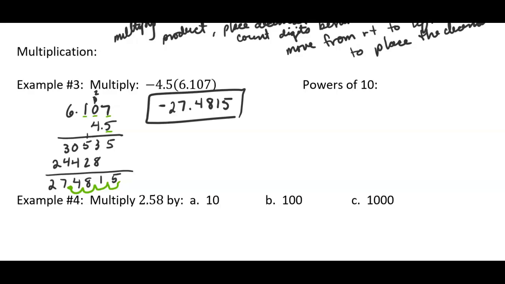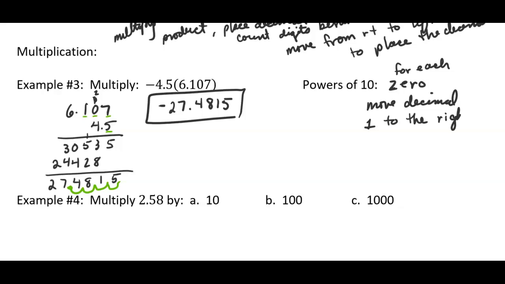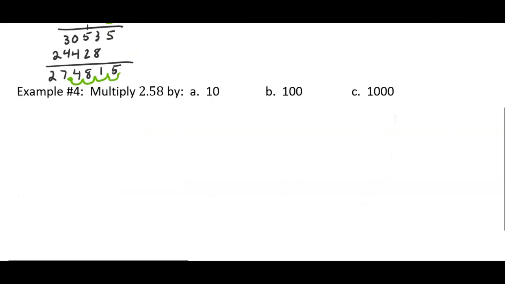Okay, now when we multiply by powers of 10, and sometimes we do that, it's a little bit easier. So for every 0 in your power of 10, you move the decimal, for each 0, you move the decimal 1 to the right, because your number is going to get bigger, okay? So we have some example 4 here that shows this.